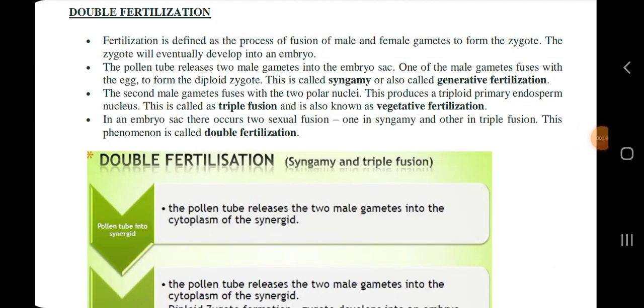In this video lecture, we will cover our next topic of the chapter which we were learning in the previous video, that is double fertilization. So basically, double fertilization होता क्या है? Syngamy and triple fusion is known as double fertilization.